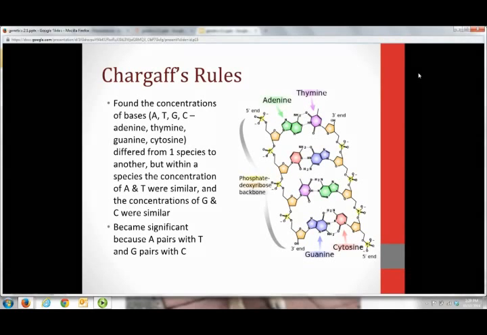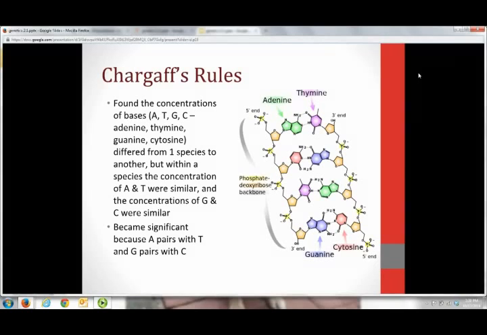Another person who was significant in helping us understand how the DNA works was Chargaff, and he found the concentrations of the bases adenine, thymine, guanine, and cytosine, which are abbreviated as A, T, G, and C, differed from one species to another. But within a species, he found that the concentrations of A and T were similar and the concentrations of G and C were similar. This is what's been known as Chargaff's rules.